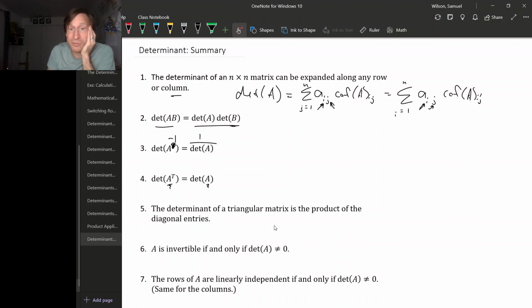We saw that the determinant of any triangular matrix is the product of its diagonal entries, which is pretty easy to show once you know you can expand across any row.